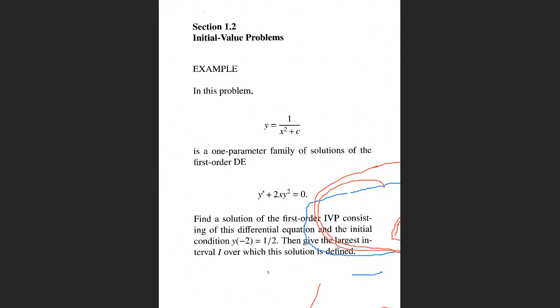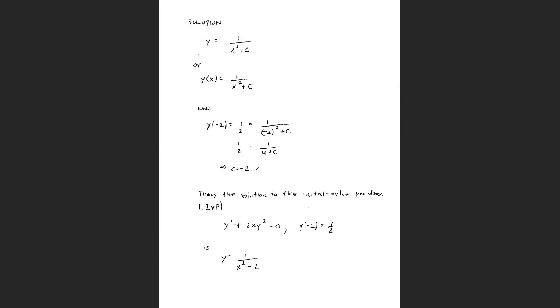But what would the solution be to the differential equation when we add this initial condition? What we're saying is that the solution has to pass through the coordinates (-2, 1/2) in the xy plane. That's what we're saying. So let's go ahead here and work the solution out.